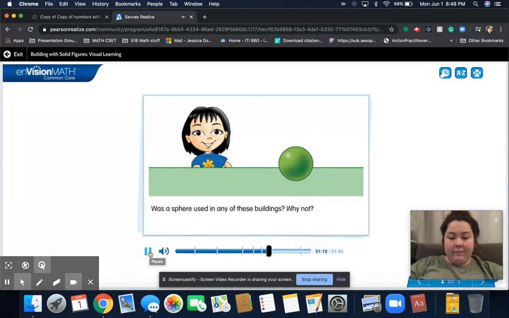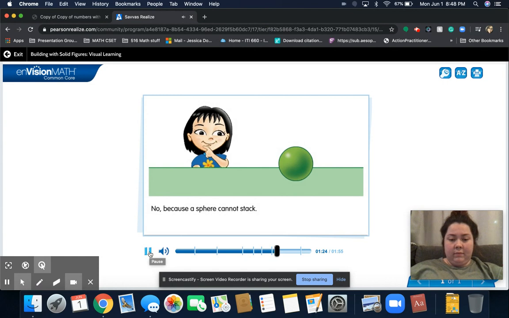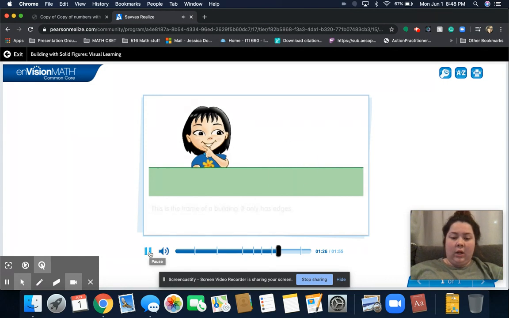Was a sphere used in any of these buildings? Why not? Why didn't we use a sphere, scholars? No, because a sphere cannot stack. All of the sides are curved. This is the frame of a building. It only has edges.